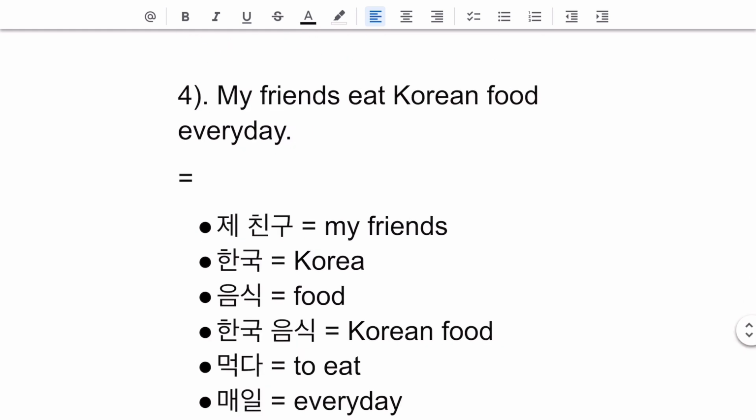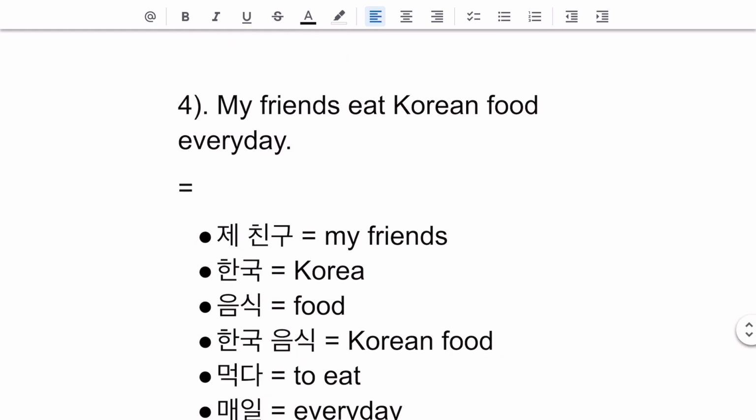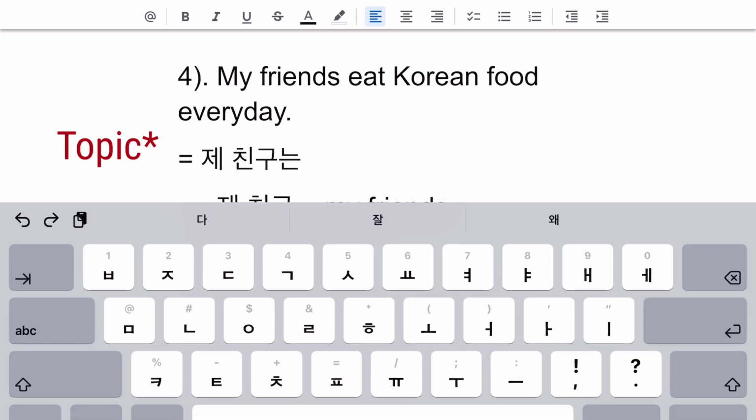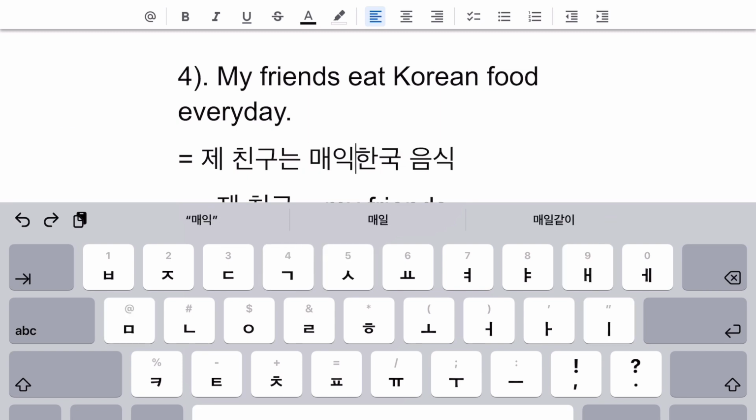My friends eat Korean food every day. So who eats Korean food every day? My friends do. They are our who, our subject. And what do they eat every day? They eat Korean food. 한국 음식. And then, oh, I forgot the time. When do they eat Korean food? They do it every day. 매일. And then eat should go at the end.